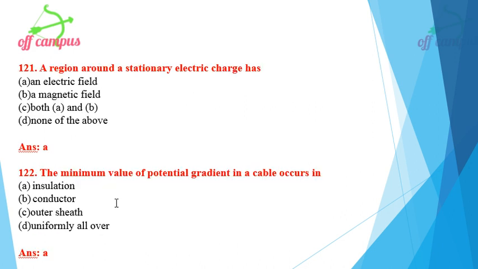Then 121. A region around a stationary electric charge has an electric field, a magnetic field, both A and B, or none of the above. A region around a stationary electric charge has an electric field. Option A is the correct option. Then 122, the minimum value of potential gradient in a cable occurs in: insulation, conductor, outer sheath, or uniformly all over. The answer is option A, insulation.